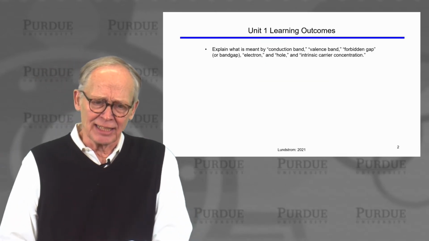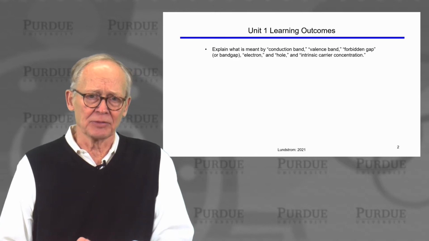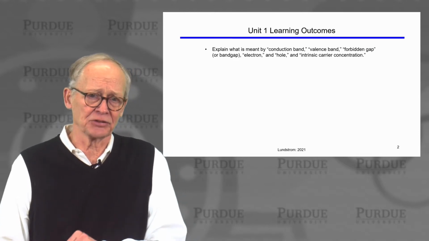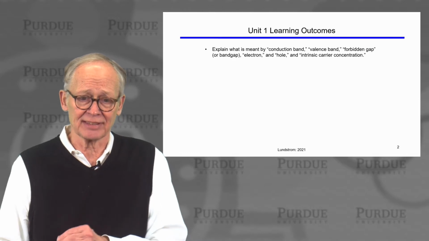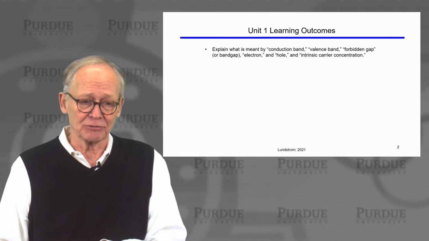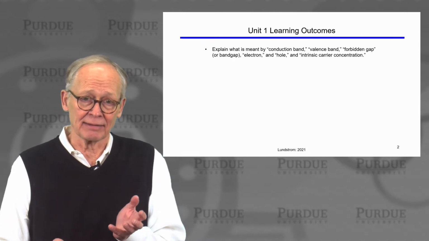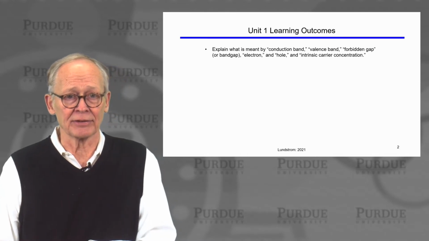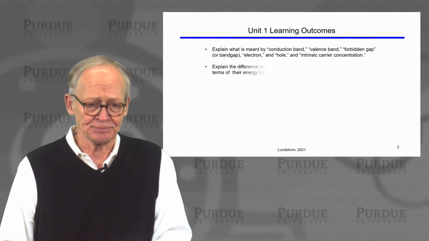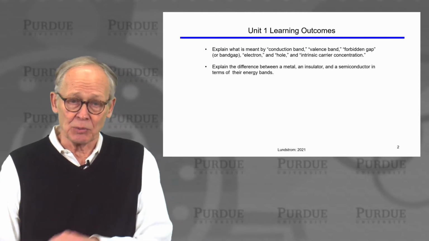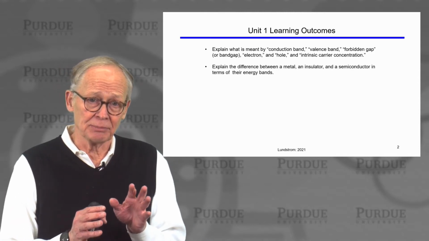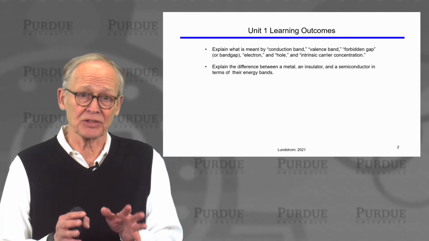So we had a set of learning objectives, and the first was just to become familiar with some basic terminology and to understand what we mean by terms such as conduction band, valence band, forbidden gap, what we mean by an electron and a hole, and intrinsic carrier concentration, those sorts of things. We wanted to be sure that we could understand the difference between a metal, an insulator, and what a semiconductor was.